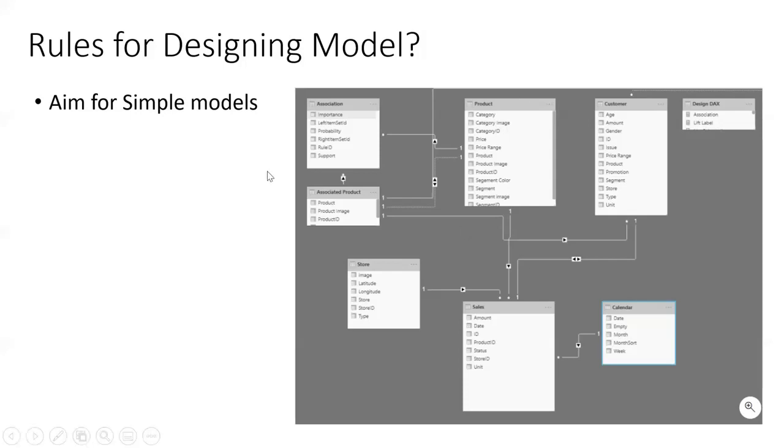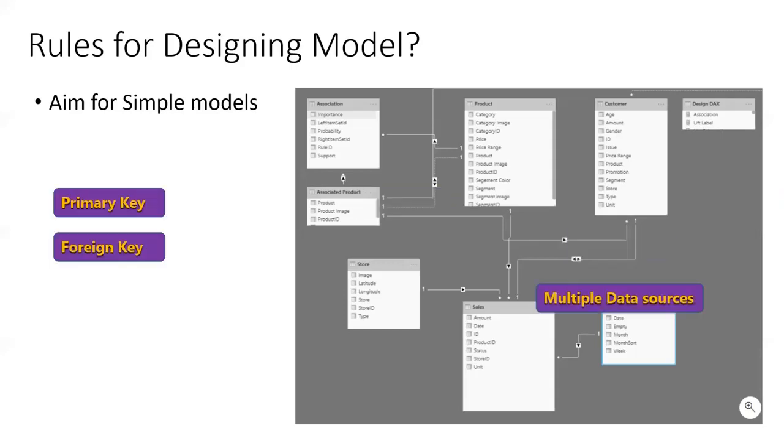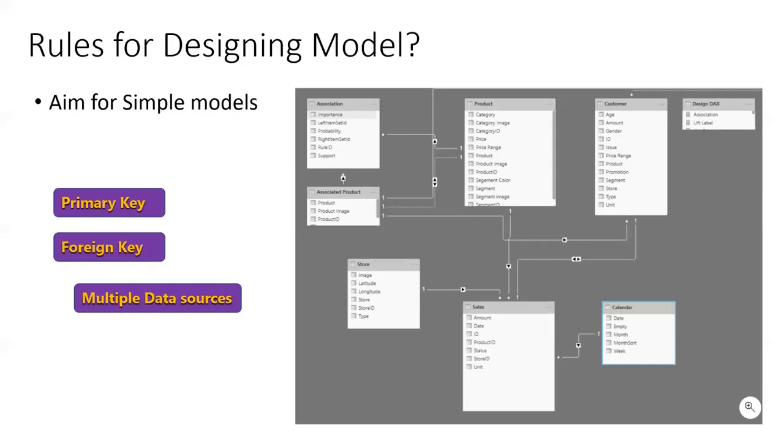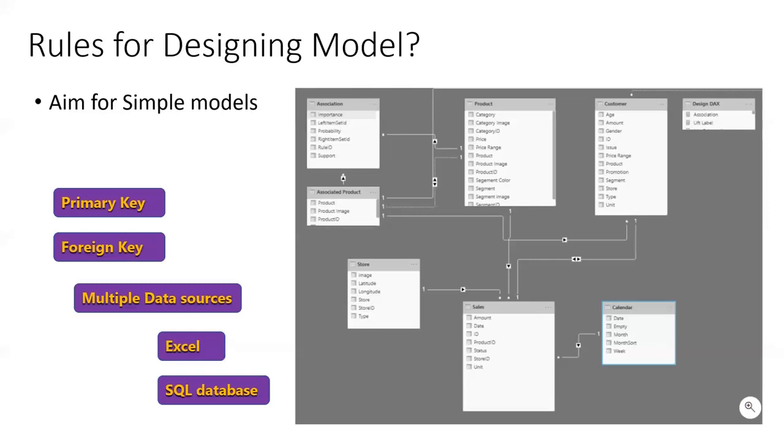That's why, whatever we can do, we should minimize the number of tables. We should try to keep the joins as clear as possible. There are primary keys and foreign keys that we need to understand, because every table will have one unique key, and that can be referred to from another table, where it is a foreign key. We also need to see multiple data sources like Excel, SQL database, or other sources like online data sources, and based on that we can prepare this data model.